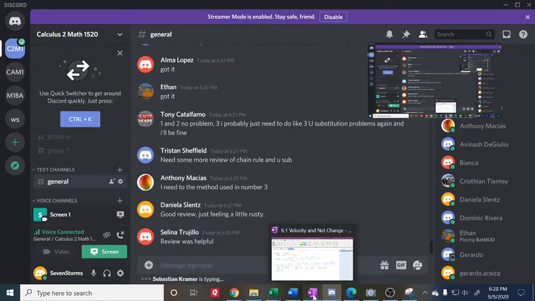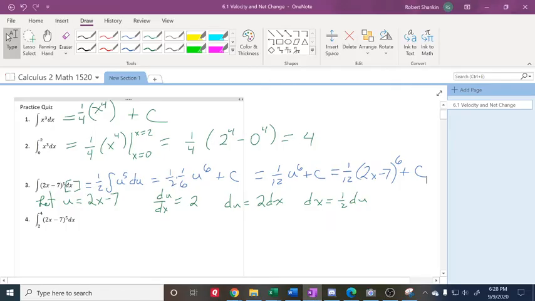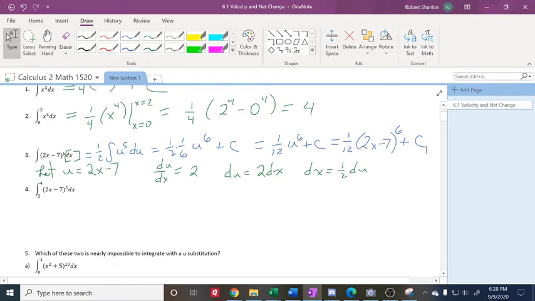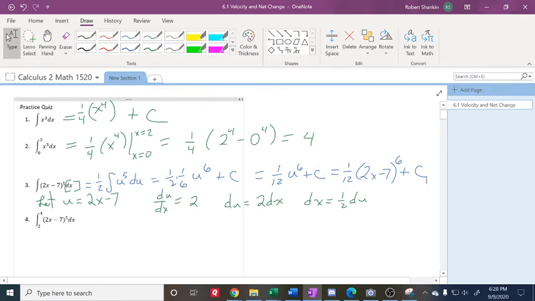Alright, let's go back to OneNote. Alright, so number 4 is the same problem as we just did in number 3, except it's a definite integral. So, go ahead and do number 4.